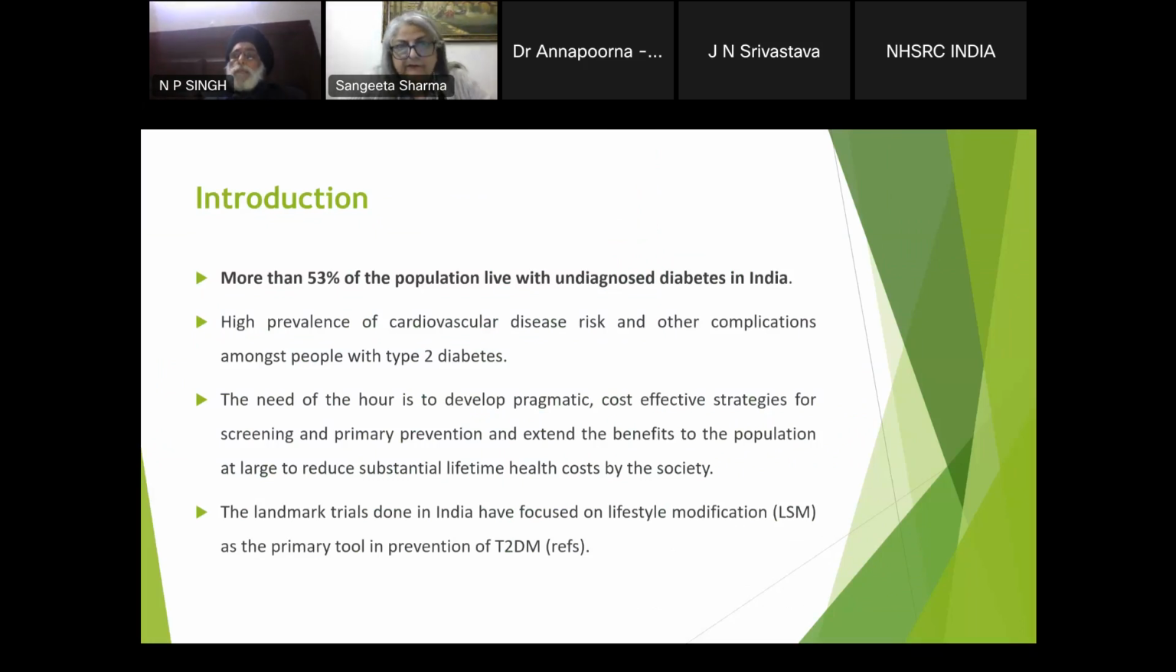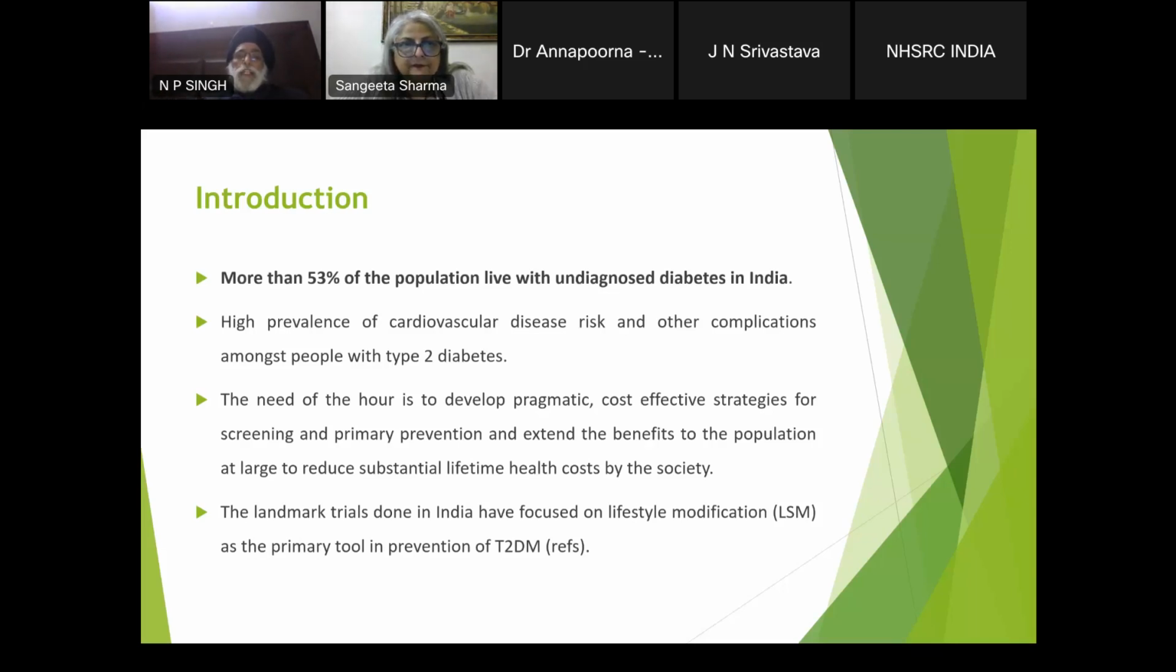As was pointed out by Professor Sangeeta also, we are not aware of what is happening to us because we don't reach the populace, the doctors. So 53% of the population actually lives without being diagnosed for diabetes. That is very important. If we have 100 cases of diabetes, half of them remain undiagnosed.